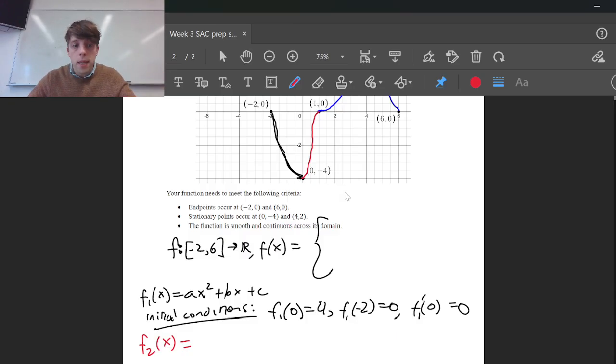So again, that's four pieces of information. Because I have four pieces of information given to me, I need four unknowns to solve for. So therefore, I'm going to have to use a cubic. So this is going to be ax cubed plus bx squared plus cx plus d. And once again, let's just write out what those initial conditions are.